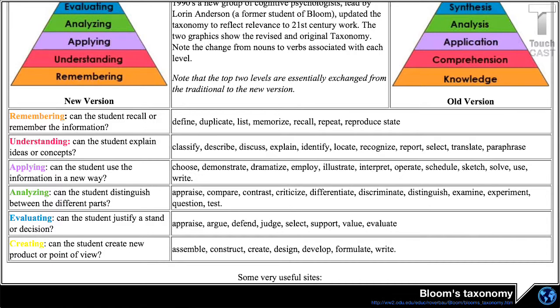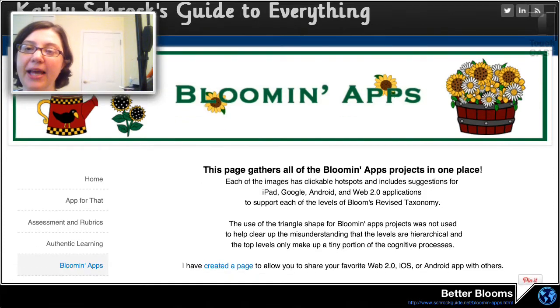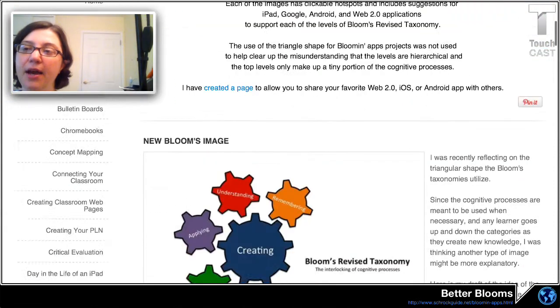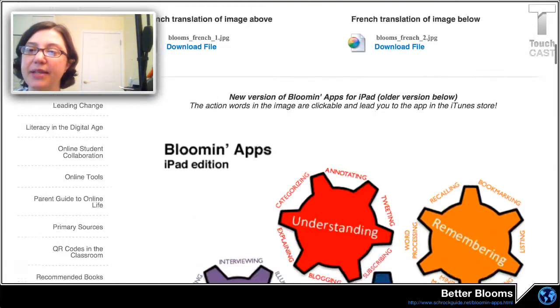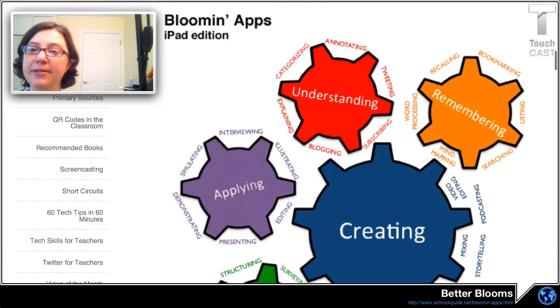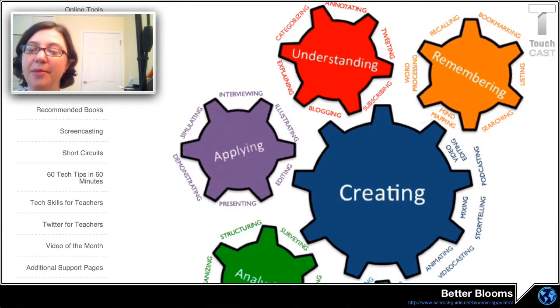Now, let's actually look at a more visual representation of Bloom's taxonomy. I like this one because I feel like for those of us that are really into visuals, this makes a lot of sense. Okay, so here is the iPad app version of Bloom's taxonomy. You'll notice in the middle, you've got creating, and that's the biggest cog of the wheel. And then you've got all the other cogs going around it.